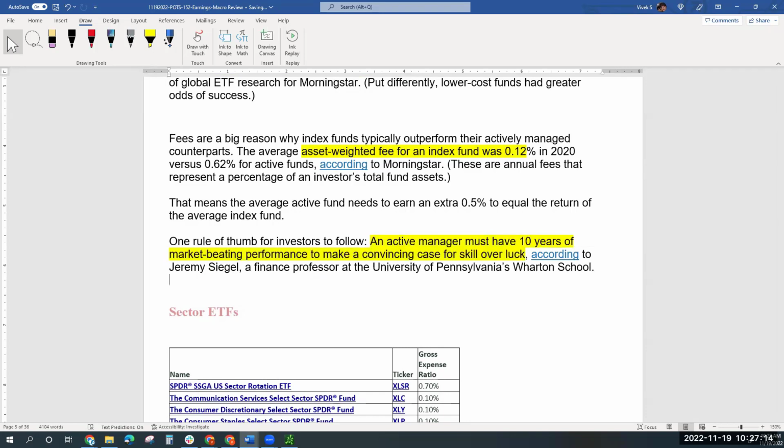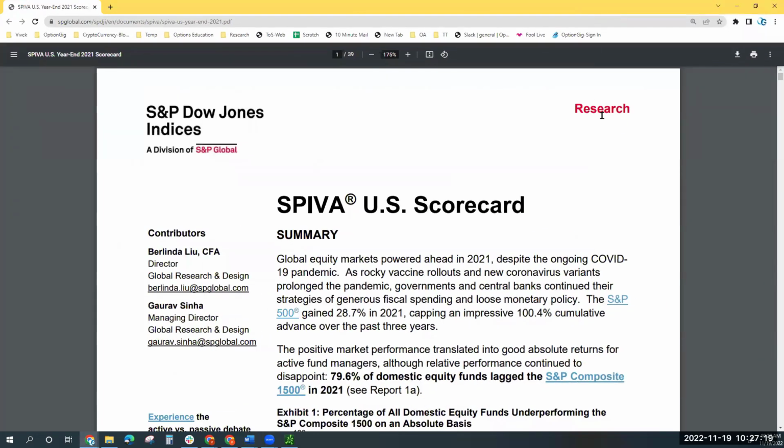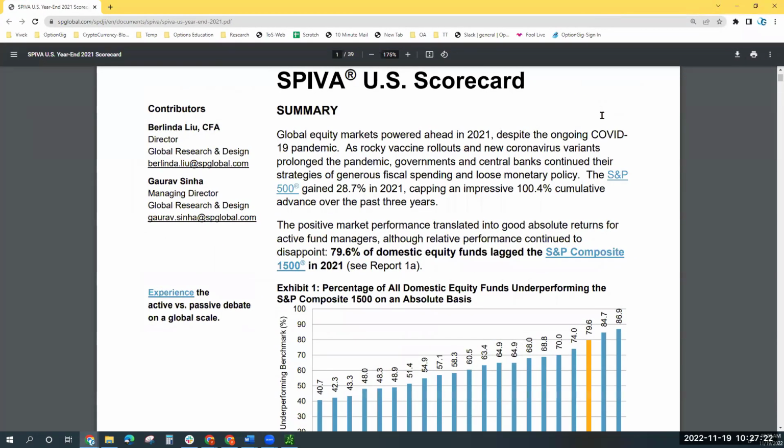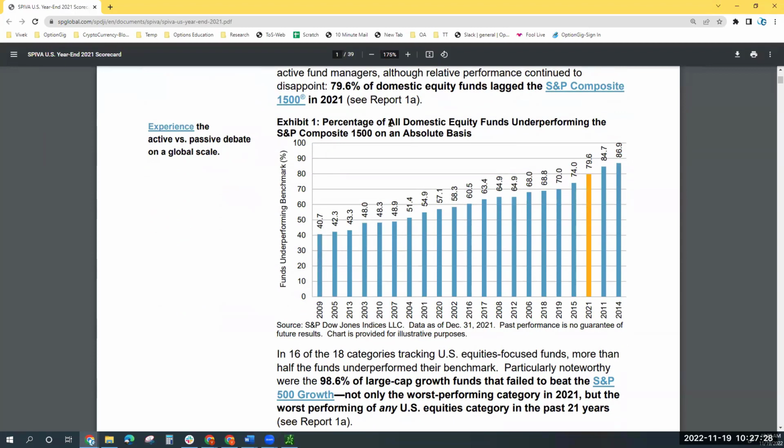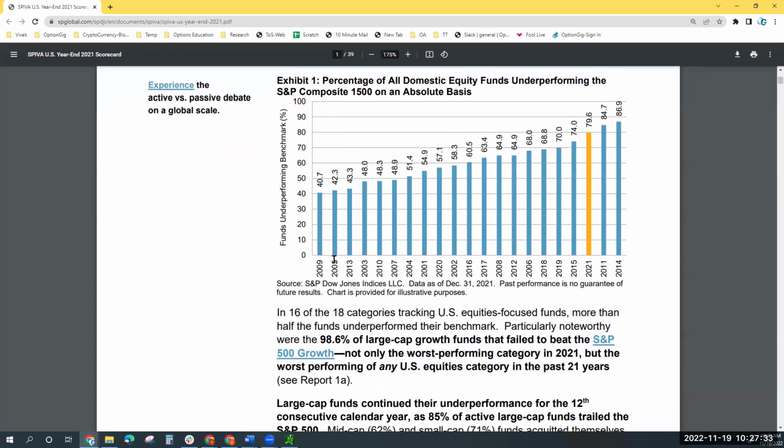Okay, there's one report that I came across. Let me see if I can pull that out. It talks about the scorecard, and let's see, maybe it has some actively managed stuff or not. So this was done in 2021. Now this looks at the percentage of all domestic equity funds versus the index funds of S&P 1500. In 2009, like 40% had underperformed. It means at least 60% had outperformed the index, right?